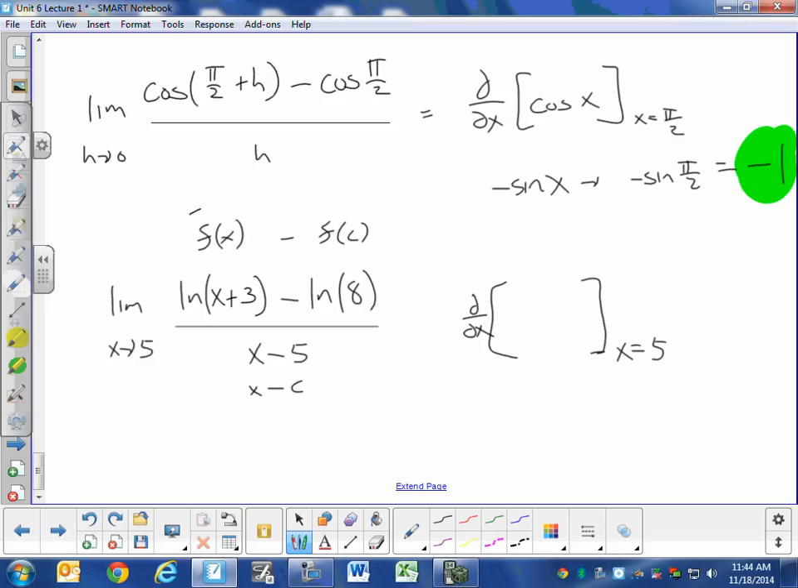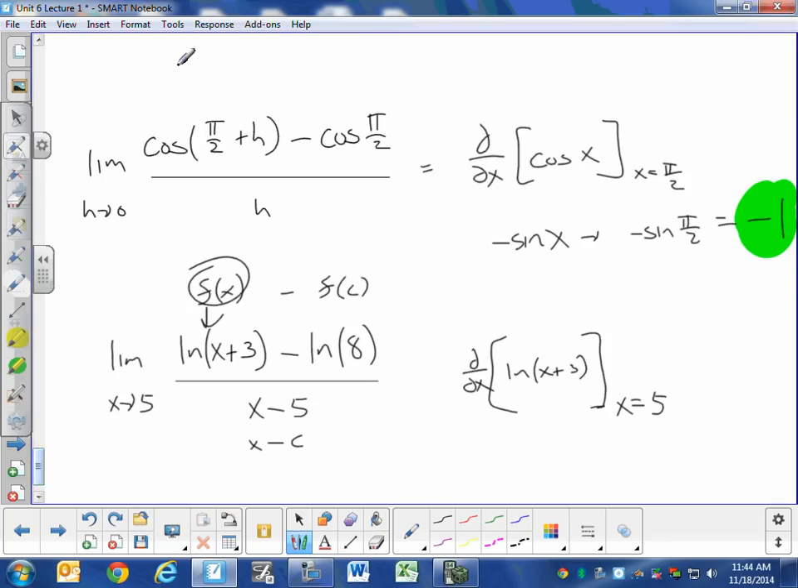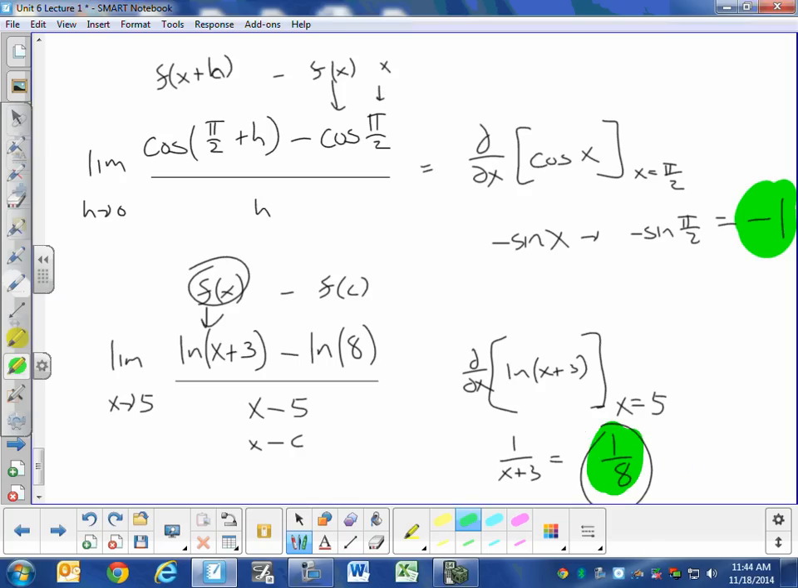So if you just look at this first part, this is your function. Okay? And in the first one, this is f of x plus h minus f of x all over h. This would be the function. This would be your x. Okay, so this would be 1 over x plus 3, which is 1 over 8.